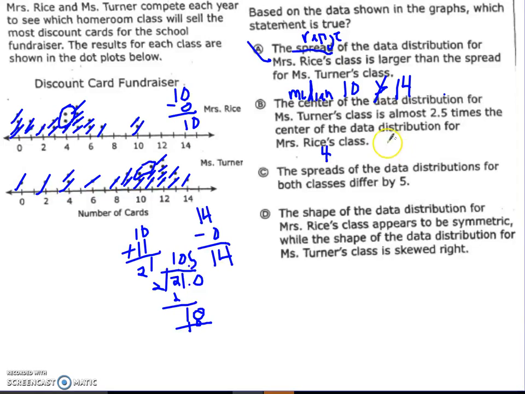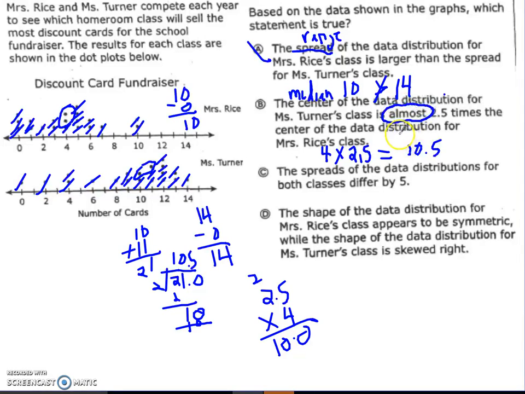All right, so let's say we did 4 times 2.5. Does it get us 10.5? So 2.5 times 4. 4 times 5 is 20. 4 times 2 is 8, plus 2 is 10. So that's 10, and we are supposed to have 2.5. This might be the correct answer because it says almost.